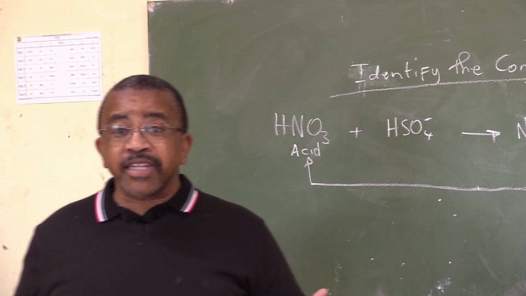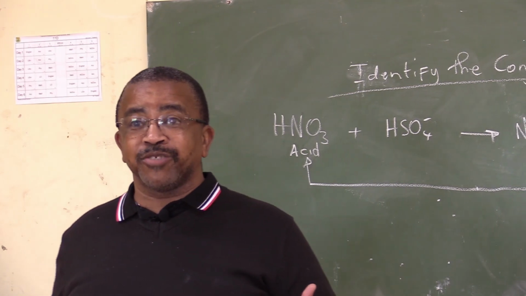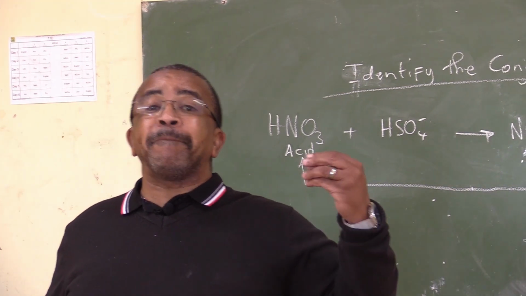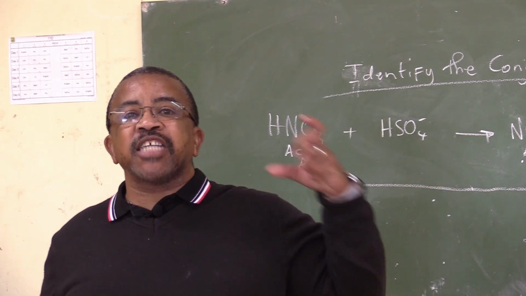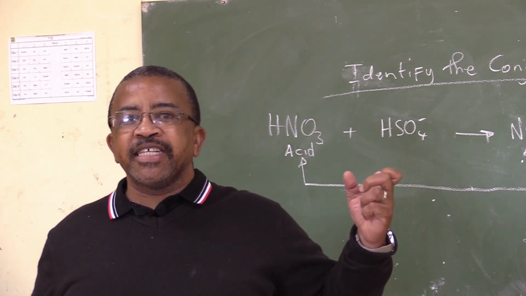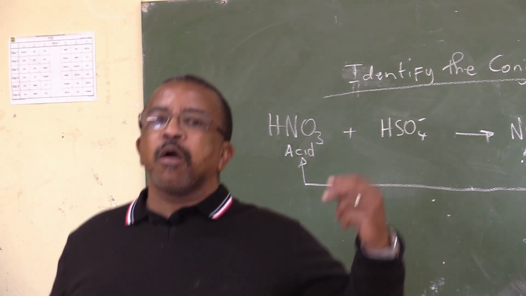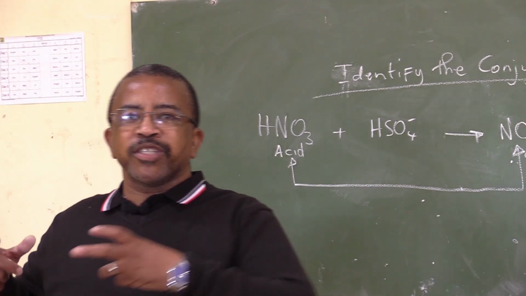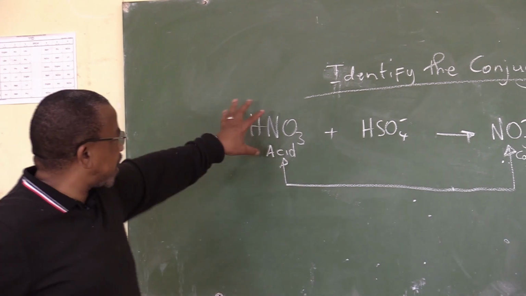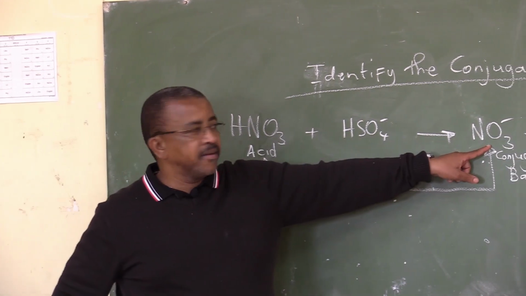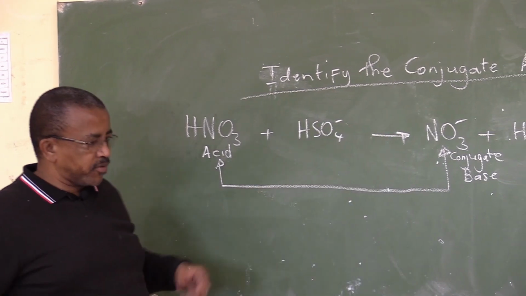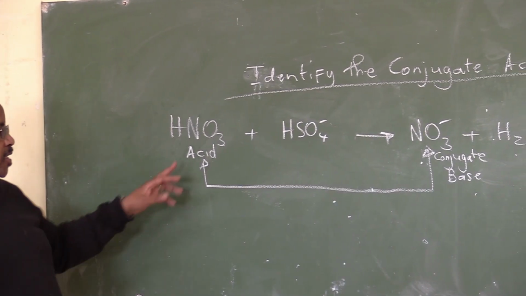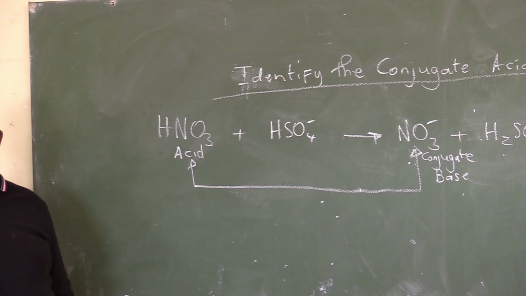Another thing you identify about the conjugate acid-base pair: the charge of the conjugate base becomes more negative. If it was neutral, now it's -1. If it was -1, now it's -2. Now this is an acid and that one is a conjugate base.